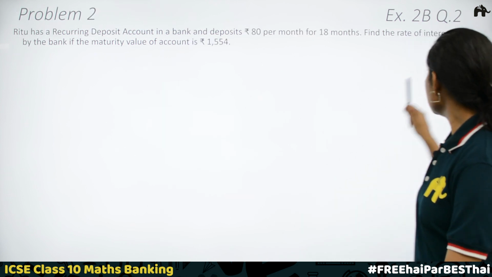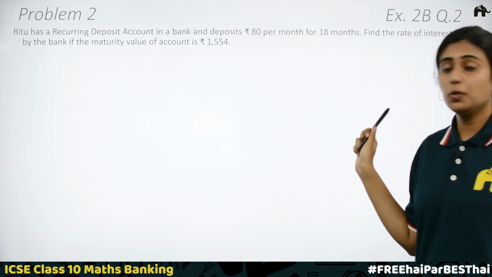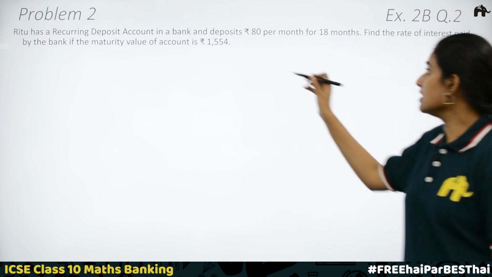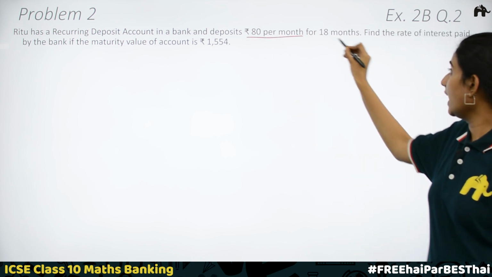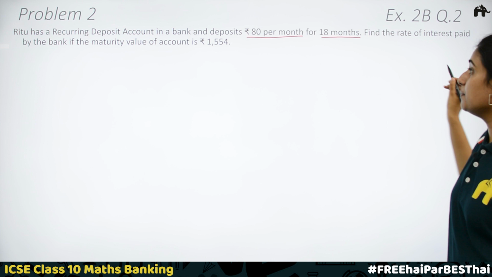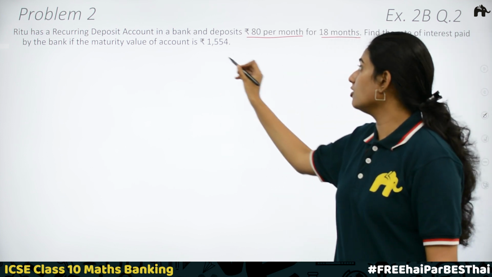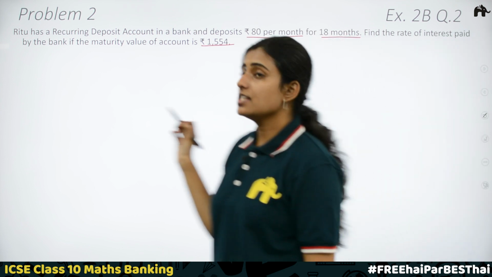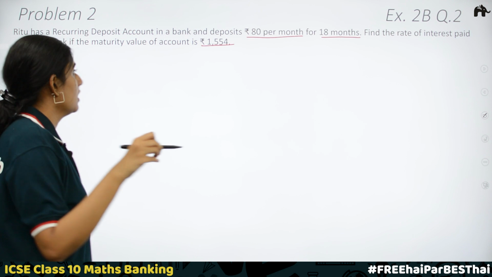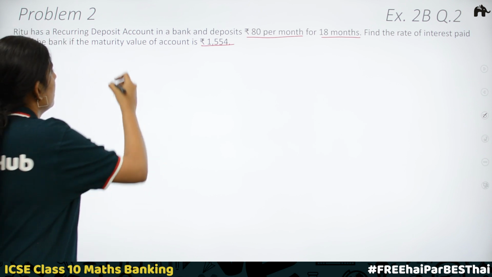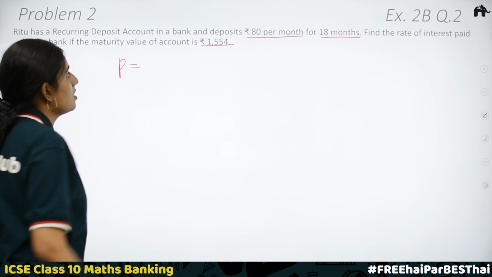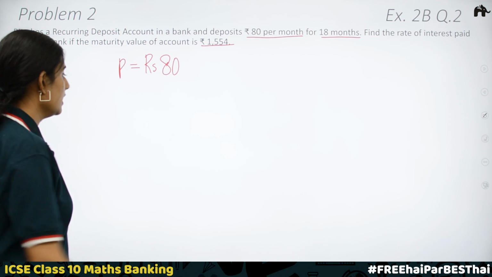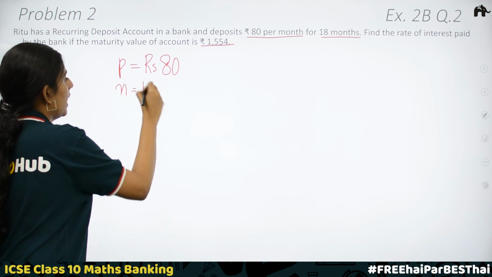Problem 2, that is question number 2 of exercise 2B. Ritu has a recurring deposit account in a bank and deposits rupees 80 per month for 18 months. Find the rate of interest paid by the bank if the maturity value of account is 1554. Here, in this question, we need to find the rate of interest. Maturity value is already given. First, the monthly installment P is equal to rupees 80. Then, N is equal to 18 months.